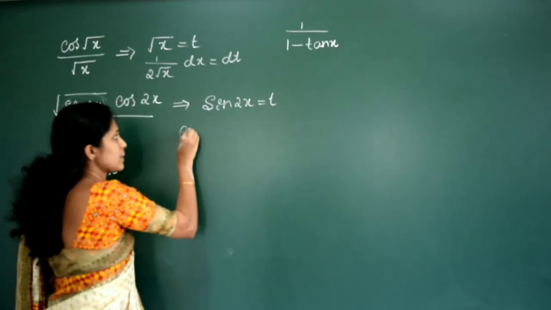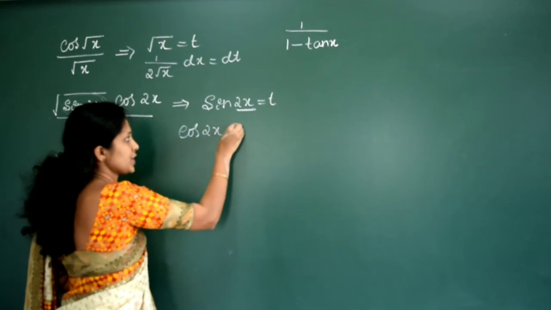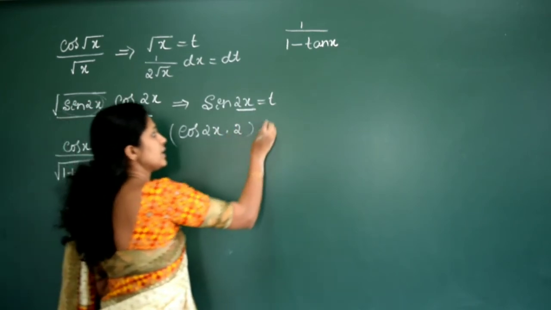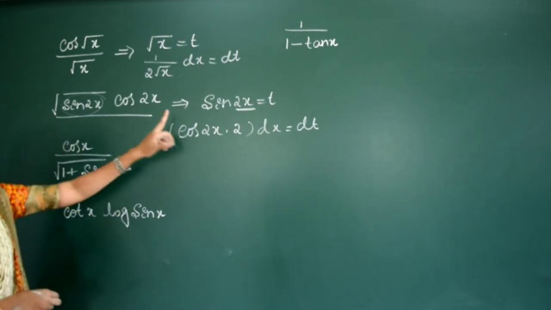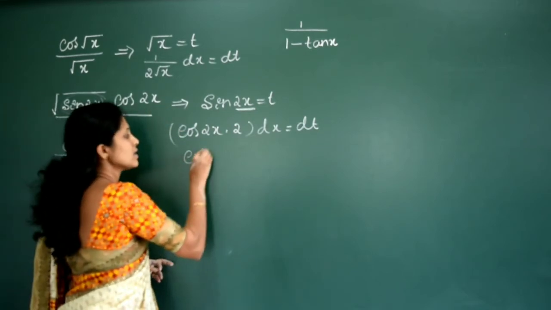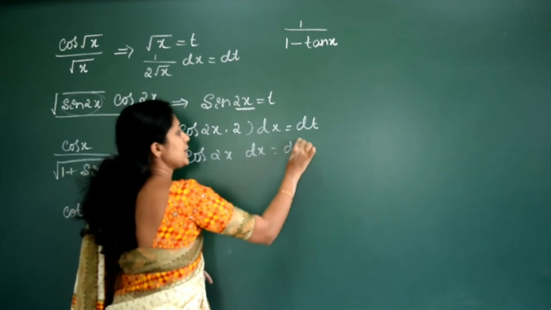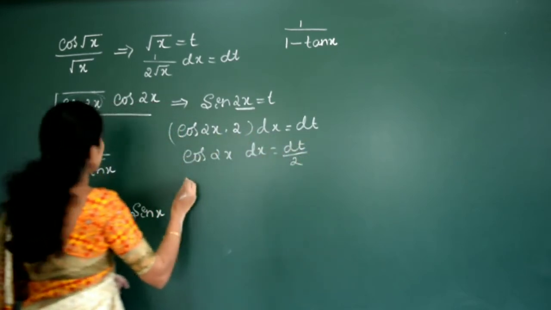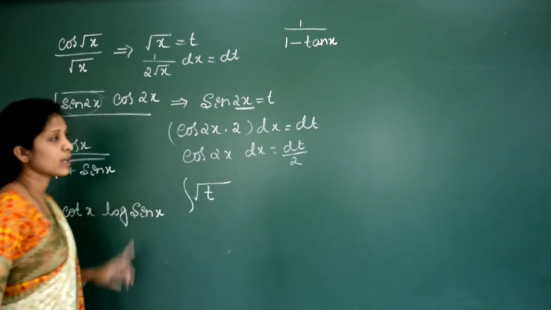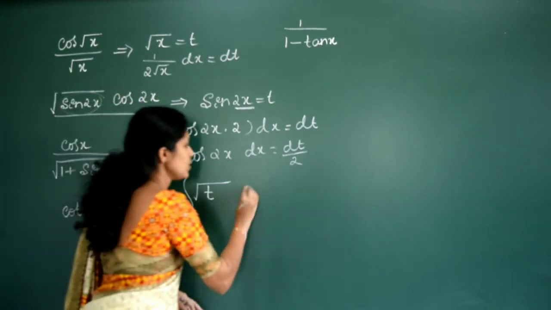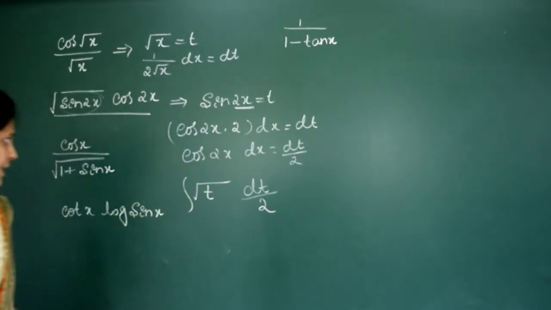Derivative of sin 2x will be cos 2x, and into 2, you are differentiating, into dx is equal to dt. So we have the value of cos 2x into dx, right? So cos 2x into dx is equal to dt by 2. So what will we get? Integration of root of sin 2x is t, cos 2x into dx will be equal to dt by 2. Now we can integrate this.